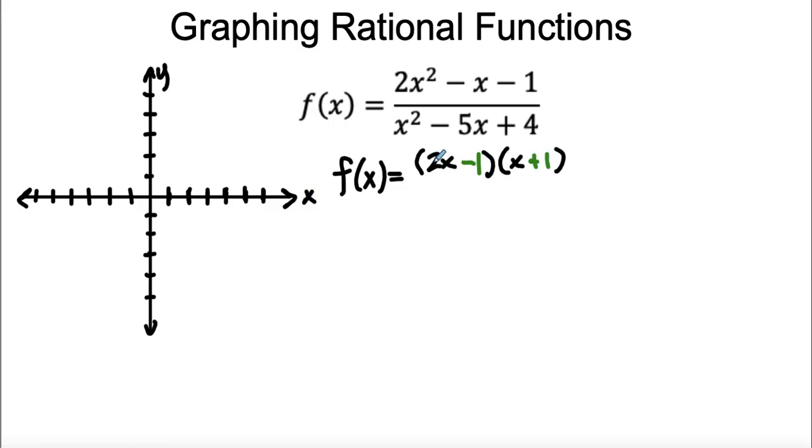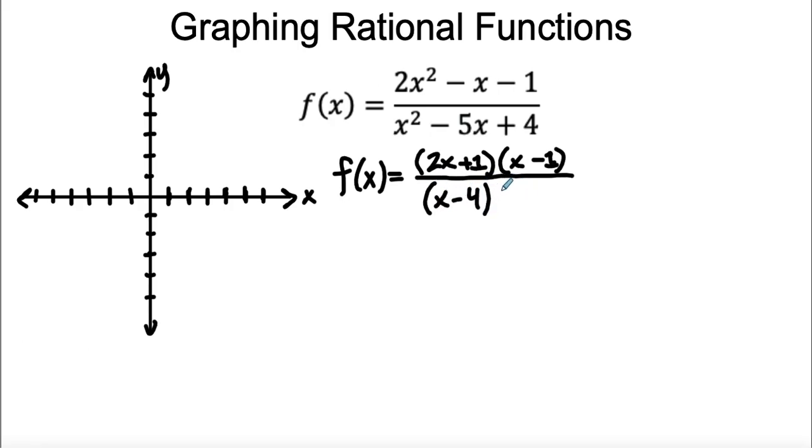But if you notice, I multiply it out in my head. 2x minus x would leave me with a plus x here. That's not what I want. I need a negative x here, so I just switch that. What I really want is +1 here and -1 here. Okay, so now I've factored the numerator. Now I'm going to factor the denominator.